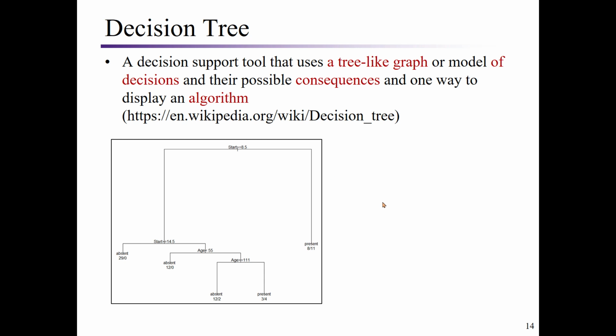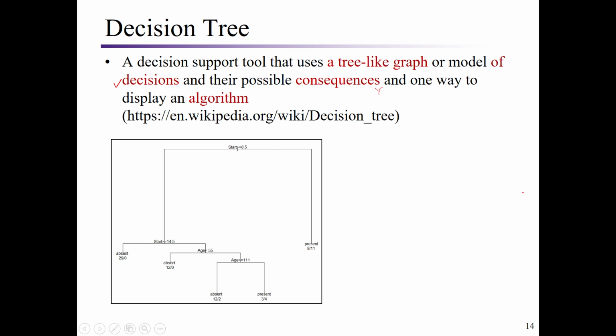Let's define a decision tree. Decision tree is a decision support tool that uses a tree-like graph of decisions and their possible consequences, or simply the relationship between X variables. Decision means X variables, and consequences means Y variable here. And one nice thing is decision tree displays an algorithm just like this.